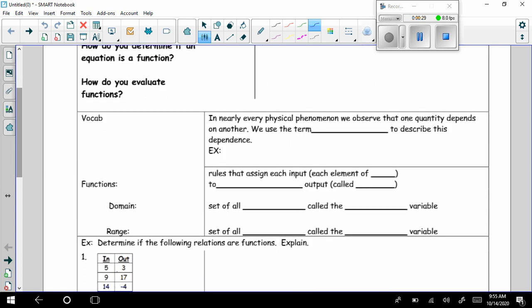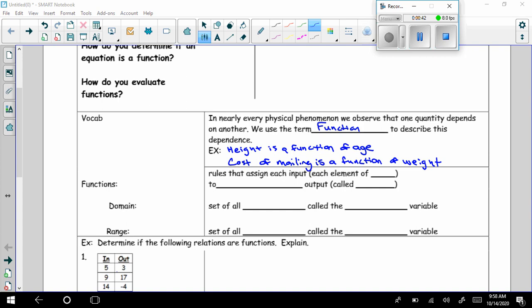In nearly every physical phenomenon that we observe, one quantity depends on another. We use the term function to describe this dependence. So, for example, height is a function of age, cost of mailing is a function of weight. Your height depends on how old you are, at least to a certain limit. And cost of mailing is a function of the weight of the package when we're talking about shipping packages or mailing even letters if it's an overstuffed envelope.